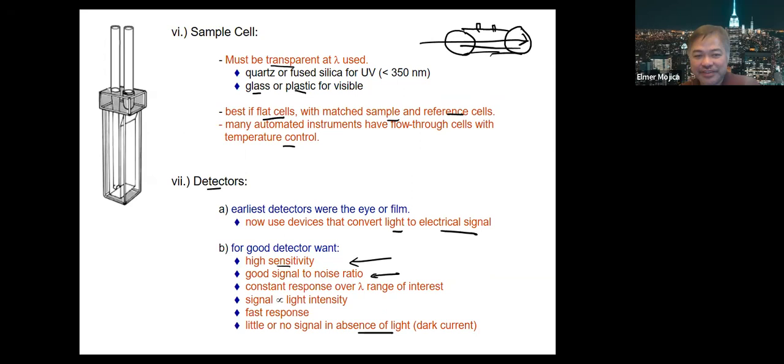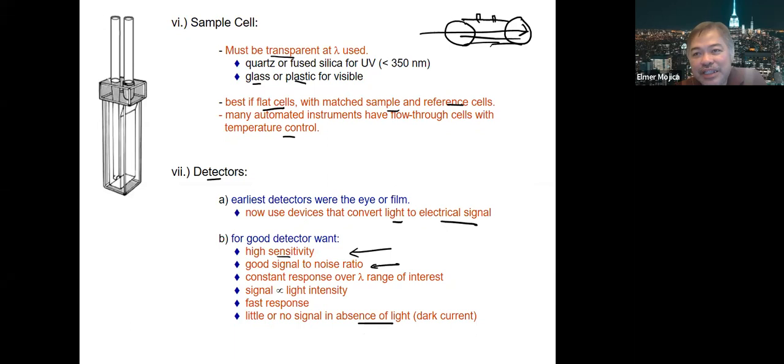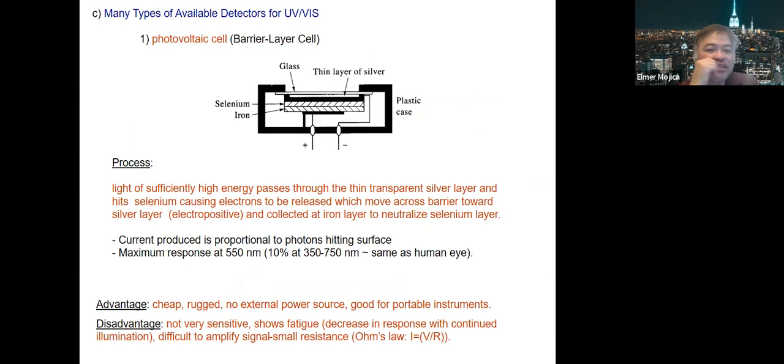Although light is one source of electrons to be excited, there are other sources we have. That's why you call it dark current, when light is not the source for the thermal electrons. Now, there are many types of available detectors for UVBs.